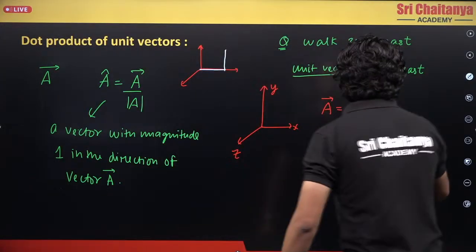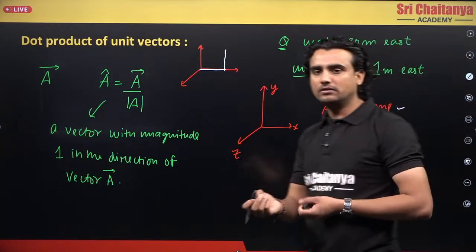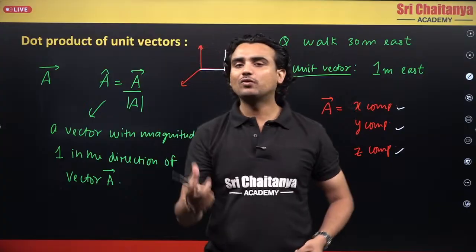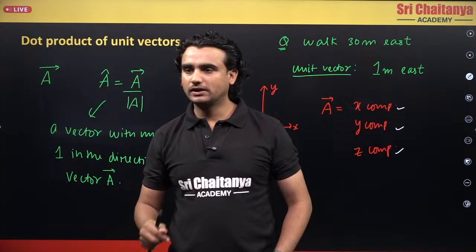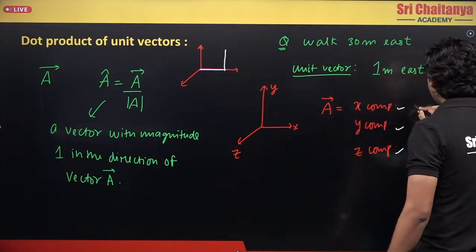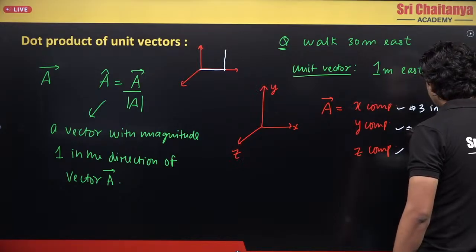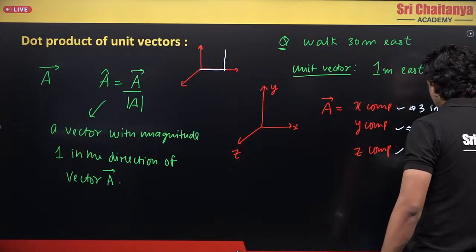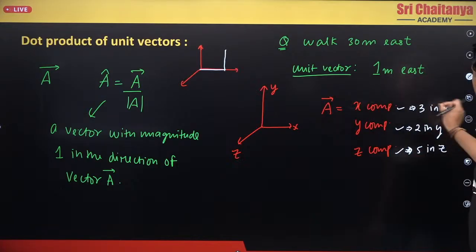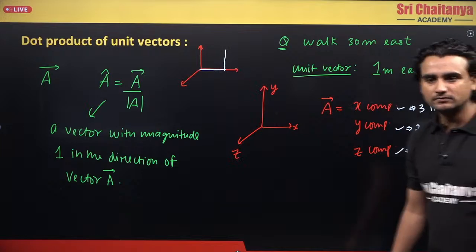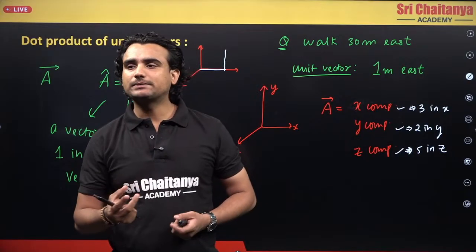So any vector has some x component, some y component and some z component, correct? Now how will I tell you how much you have to walk in x, how much in y, and how much in z? Let's say I say you walk 3 in x, 2 in y, and 5 in z. This is the way I can tell you to walk 3 units in x, 2 units in y and 5 units in z, right? But this is not mathematically good, because I'm not able to express it properly.